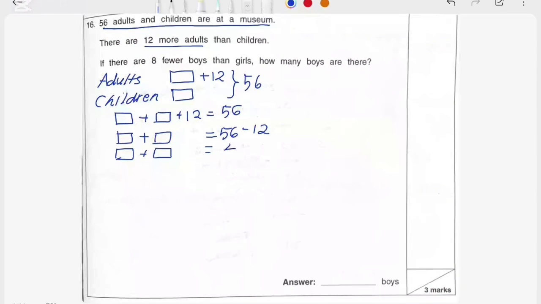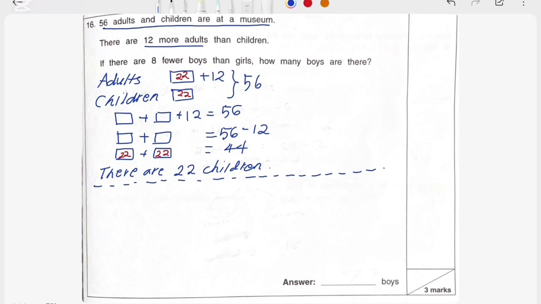What two numbers that are equal to each other, when you add together, you get 44? The answer is 22. So one box is equal to 22. So there are 22 plus 12 adults and 22 children. But we're not done yet because the question wants the number of children that are boys.